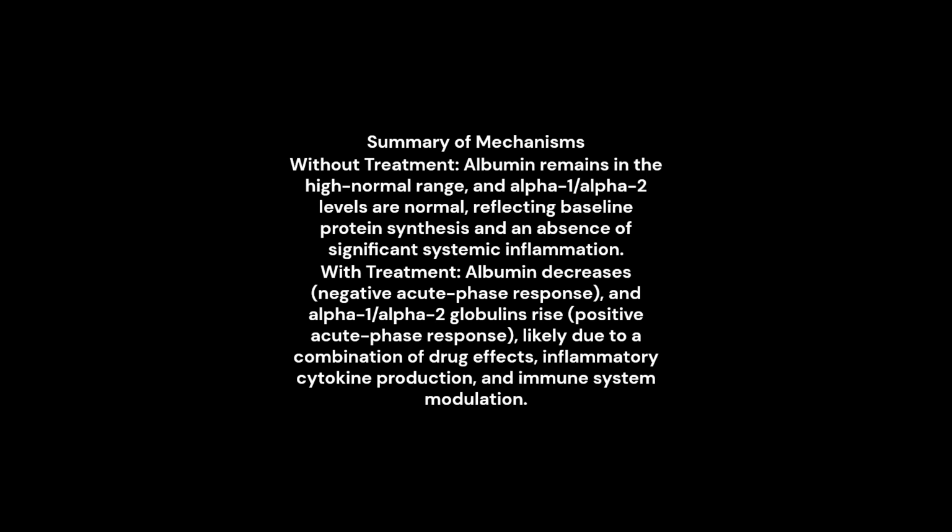Summary of mechanisms. Without treatment, albumin remains in the high normal range, and alpha-1 and alpha-2 levels are normal, reflecting baseline protein synthesis and an absence of significant systemic inflammation. With treatment, albumin decreases (negative acute phase response) and alpha-1 and alpha-2 globulins rise (positive acute phase response), likely due to a combination of drug effects, inflammatory cytokine production, and immune system modulation.